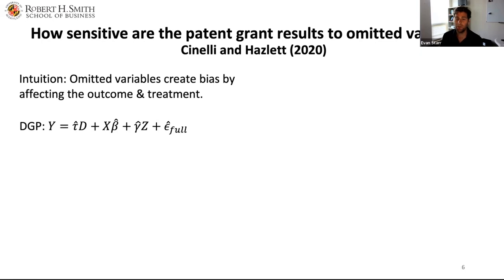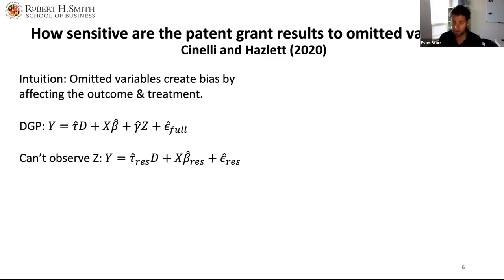Imagine that your true data generating process looks something like this. You've got your outcome Y, D is your treatment variable of interest, X is some controls, and Z is a variable that affects your outcome, but is actually omitted. So we're not going to be able to observe Z. If you were to run the appropriate regression, you would be able to estimate tau hat perfectly, no problem. But the problem is that you can't observe Z. And so you run this restricted model where you omit Z from the regression, and you're going to end up with tau hat underscore res, where res just stands for restricted.